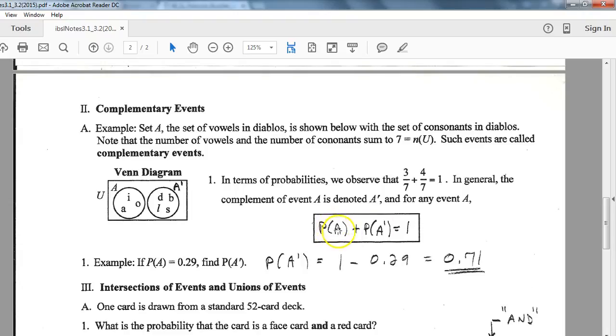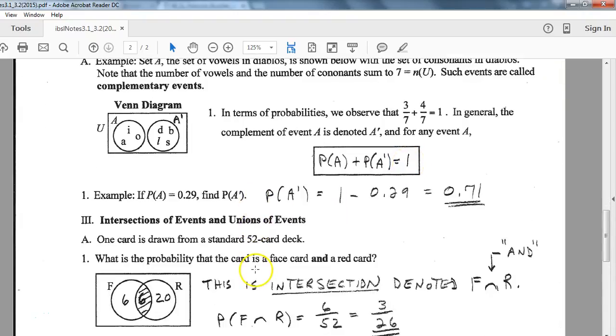If I take the number of ways of getting what I want plus everything else, or the opposite of getting what I want, those create the total sample space. I'm either getting what I want or I'm not. There is no other option. So that should represent 100% of the options.